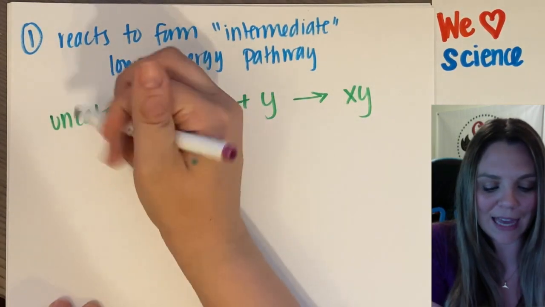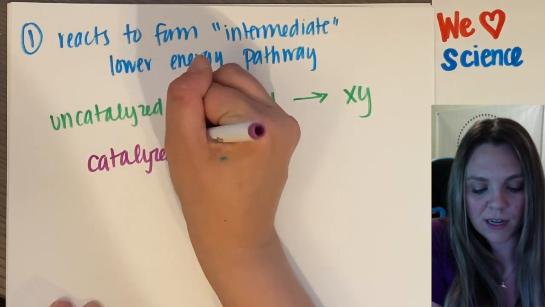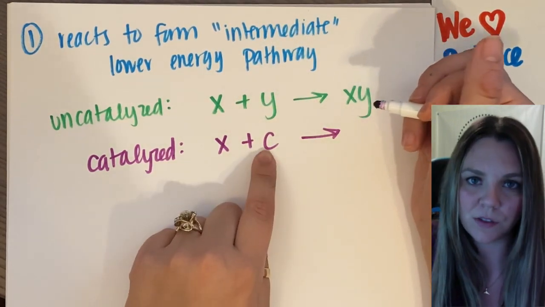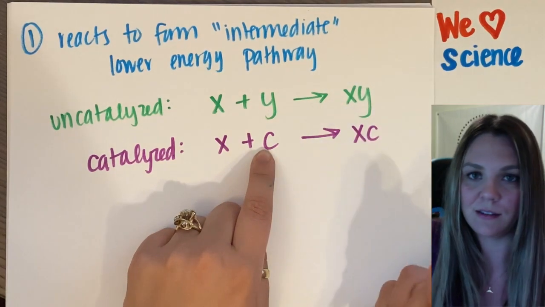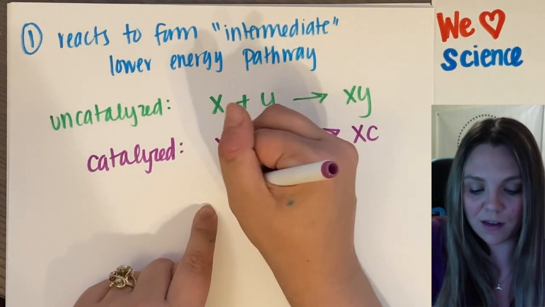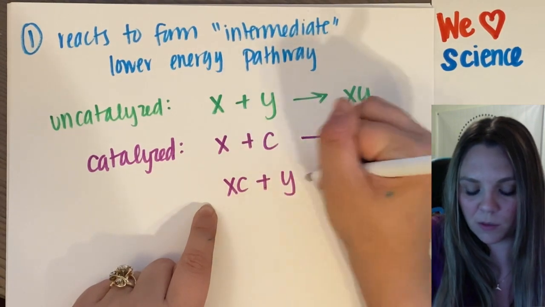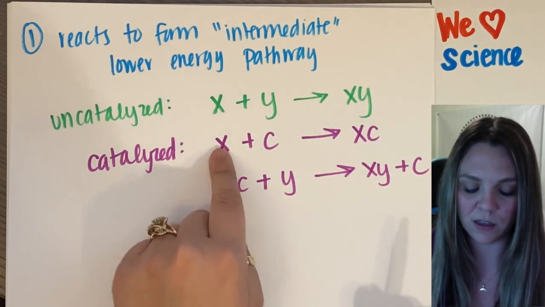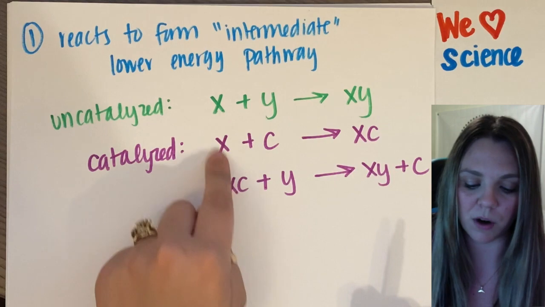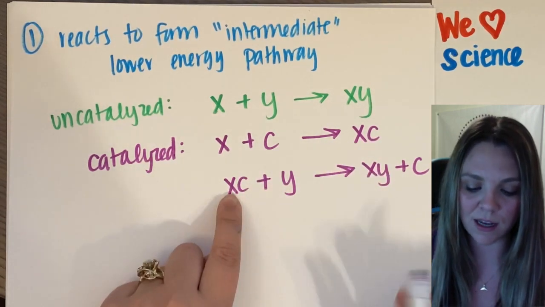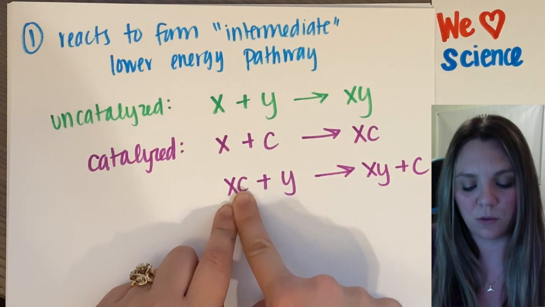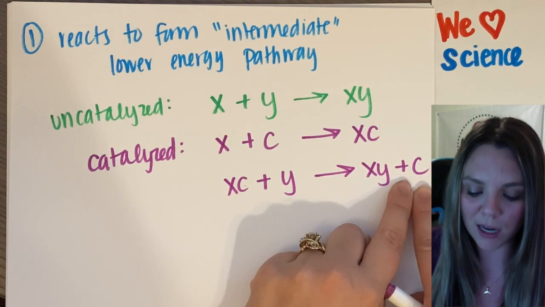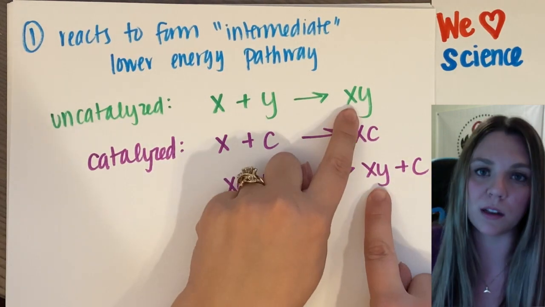If, however, you had a catalyzed reaction, you might have X plus C. C stands for your catalyst, right? Making XC. This is your intermediate product. Then you have XC reacting with Y to make XY and C. So you get a synthesis reaction here where part of your reaction connects to that catalyst, and then you have basically a single replacement reaction, right? Y swoops in, kicks the catalyst off. The catalyst never got consumed by my reaction, and I got the product that I wanted in the first place.